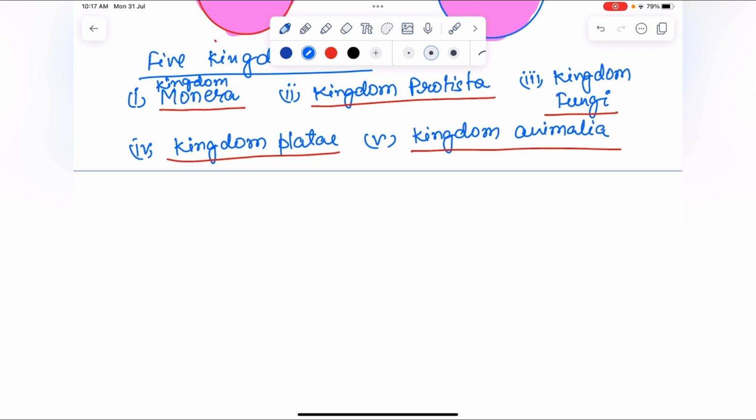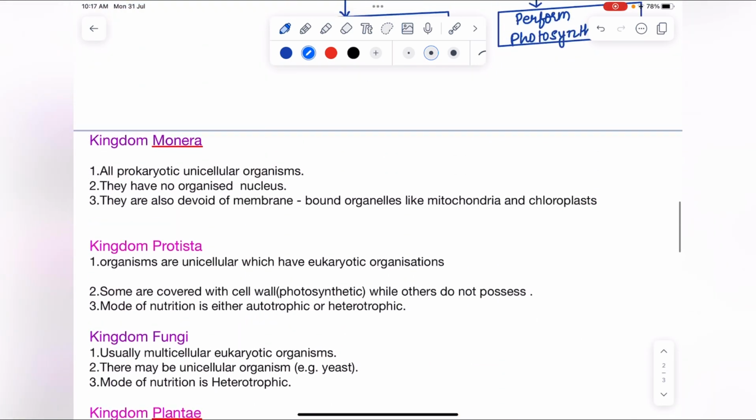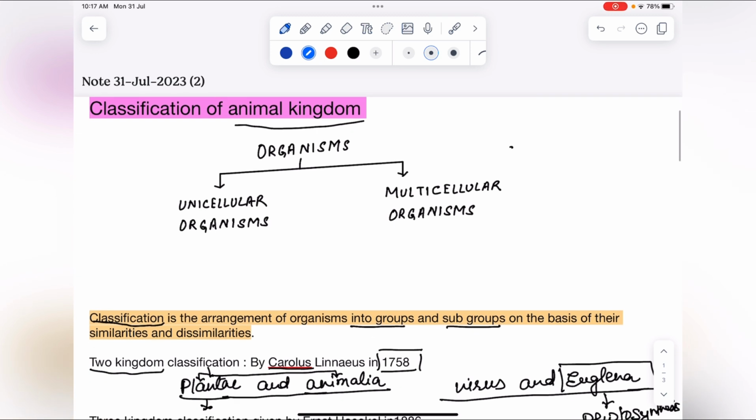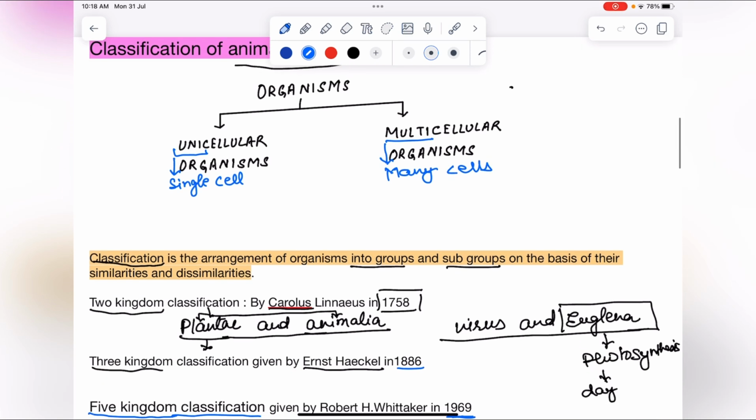Now, I will explain how these five kingdoms are classified, on what basis they are classified. Before that, I will explain that organisms are classified as unicellular organisms and multicellular organisms. Uni means single cell organism. Multi means many cell organisms. Examples: all the microorganisms like bacteria, fungi, amoeba are unicellular.